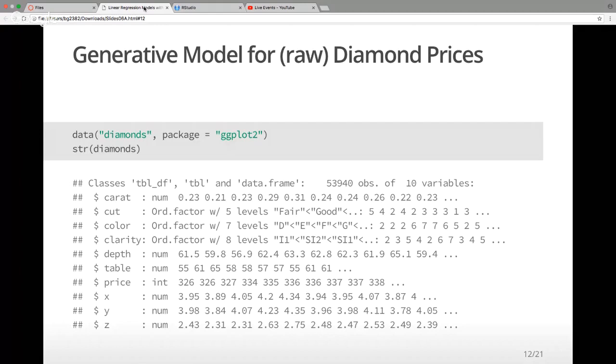Okay, so let's think about a model of log price, with these predictors often also in log form. How would we build up something like that? So what would go into mu, the conditional expectation of log price?